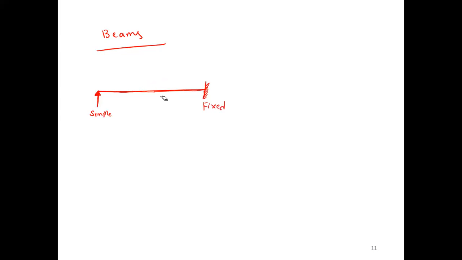You are getting confused. Now if you see, this one is separate. This is a simple support. This is a fixed support. Next, what are the other supports? Hinge. This is a hinge. This is which kind of support? Roller. Roller.